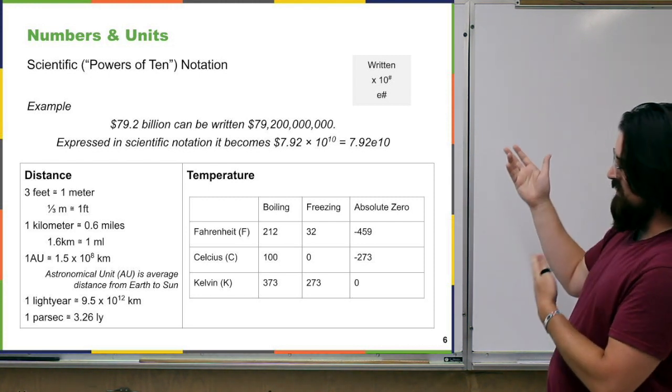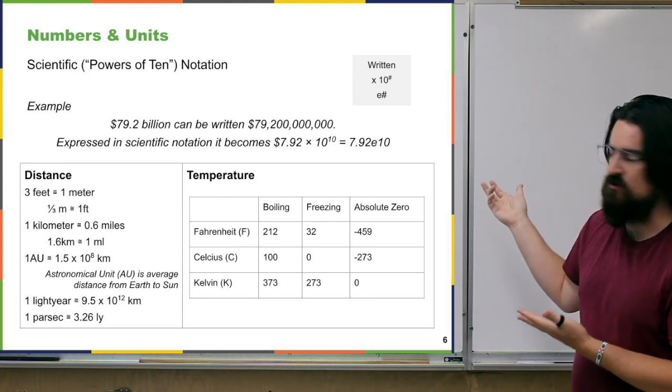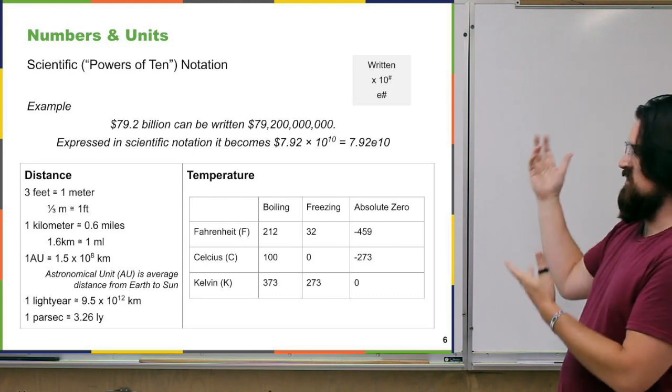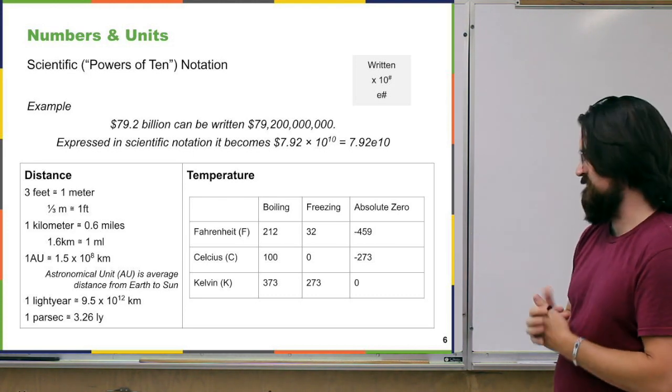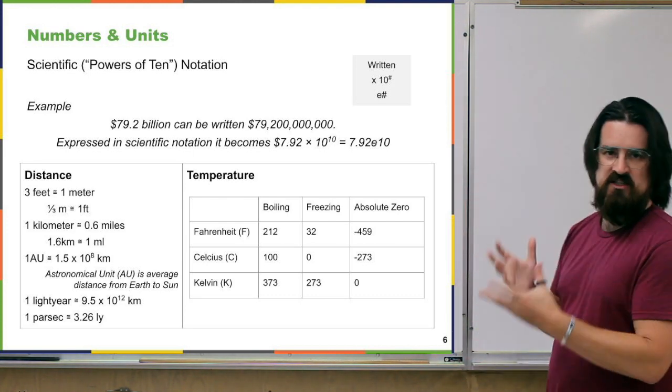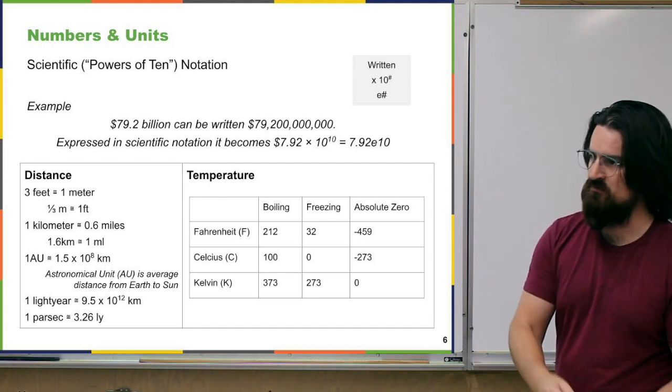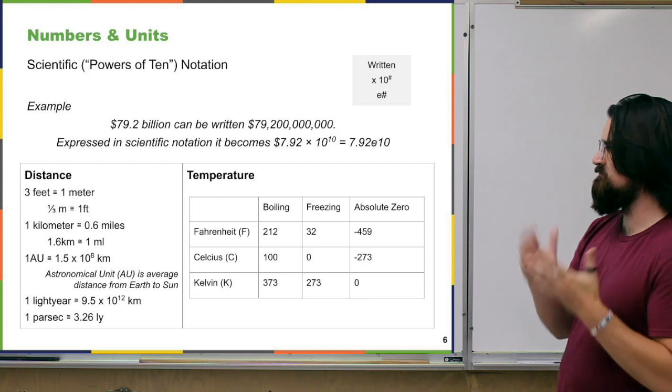You can also use it to write very small numbers, which we'll see a little bit of too. That would be 10 to a negative power, and that's saying how many times you're dividing by 10. Hopefully this is not entirely new to you, but if it is, maybe do a little side mission and watch a video on scientific notation.